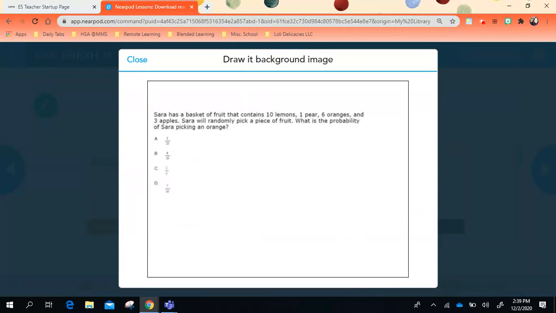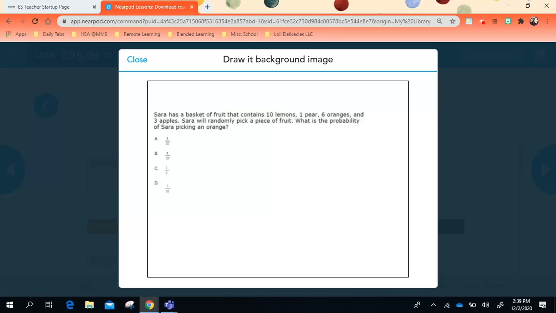Okay, so for this next one, I'm going to read it the first time. You guys are then going to underline the important information on your computer screen, and you're going to solve. So it says, Sarah has a basket of fruit that contains 10 lemons, 1 pear, 6 oranges, and 3 apples. Sarah will randomly take a piece of fruit. What is the probability of Sarah taking an orange?